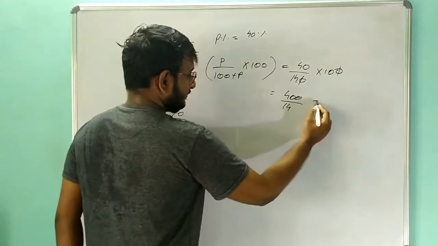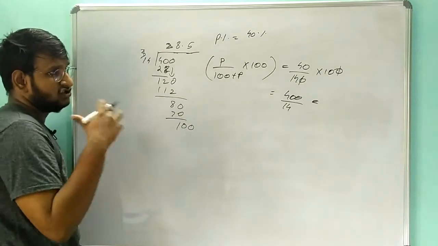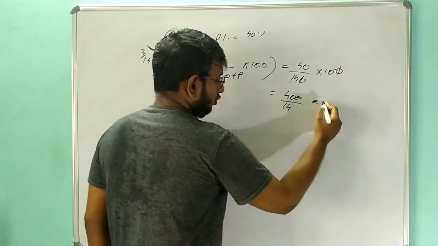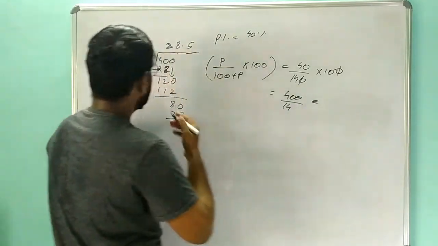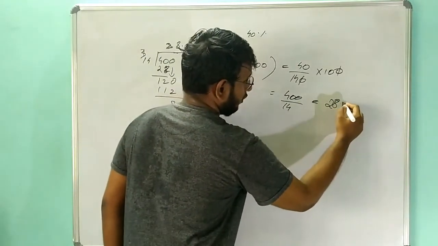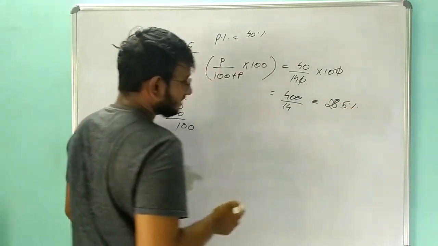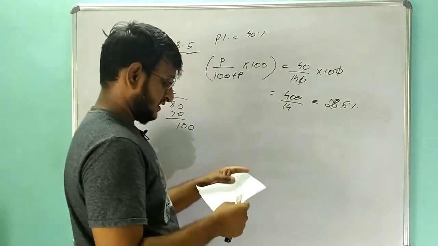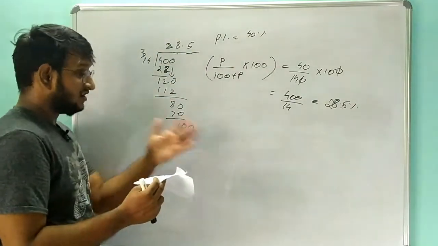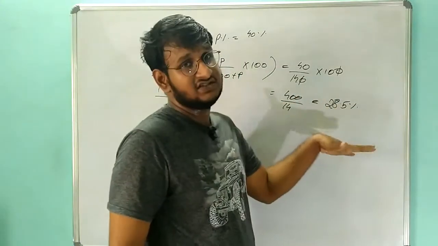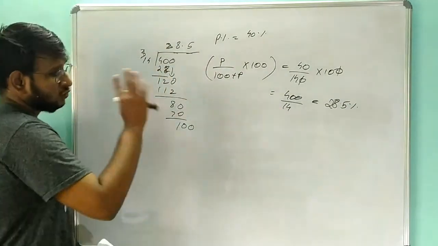So the percentage of reduction in consumption of petrol will be 28.5%. So Rajesh will reduce his consumption of petrol by 28.5%. This is what they are asking. So this is one of the simplest problems.